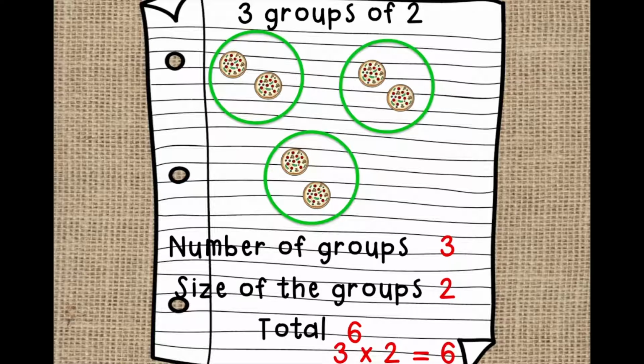Let's go over what each number means again. So 3 times 2 equals 6. The 3 means the number of groups, the 2 is the size of the groups, and the 6 is the total of pizzas.